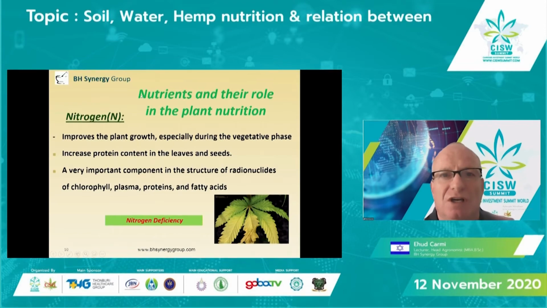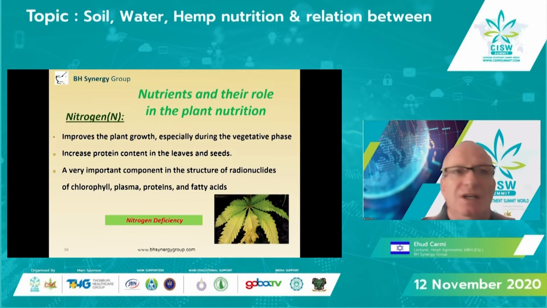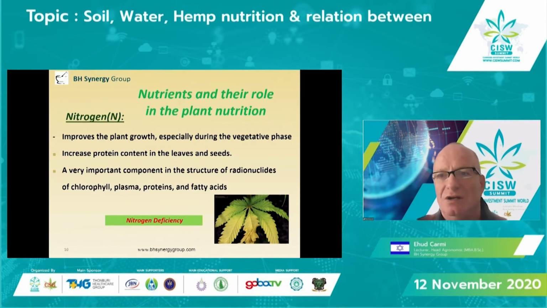When we're talking about elements and the role of plant nutrition, we always have to remember that we have three species of elements. We have macro elements, the NPK, the three main ones. We have macro-micro elements, meaning elements that we need in smaller quantities than the NPK, but still in a bigger quantity than the other micro elements, which are not so big.